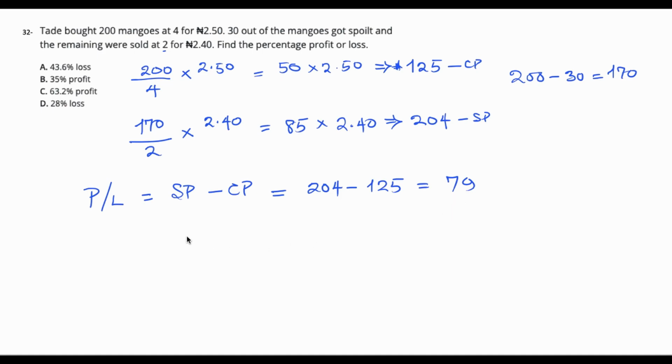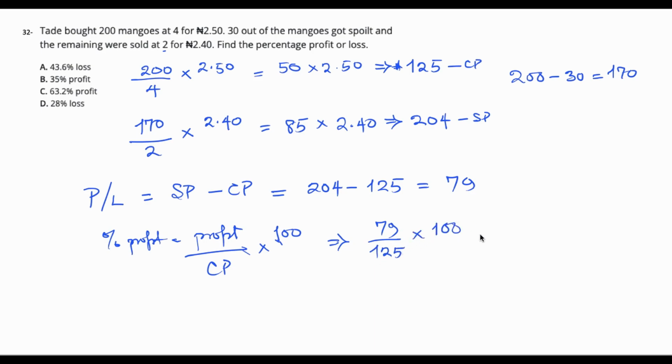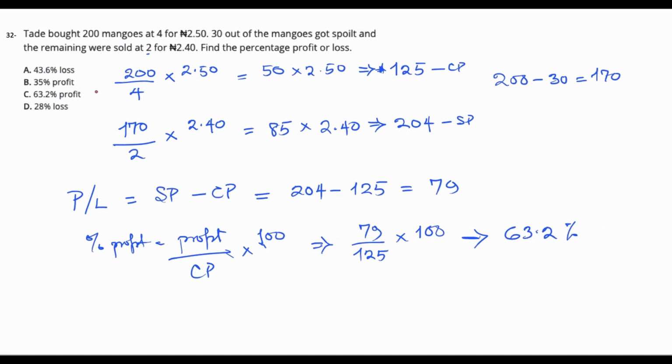So what is the percentage profit? The percentage profit is equal to profit over the cost price times 100. So we have 79 over the cost price, which is 125, times 100. And this results in 63.2%. So our answer is C.